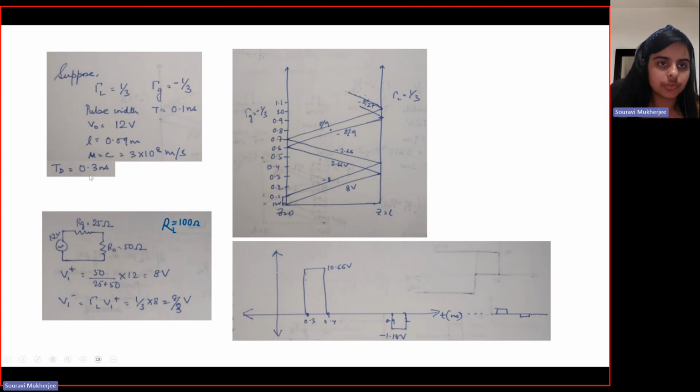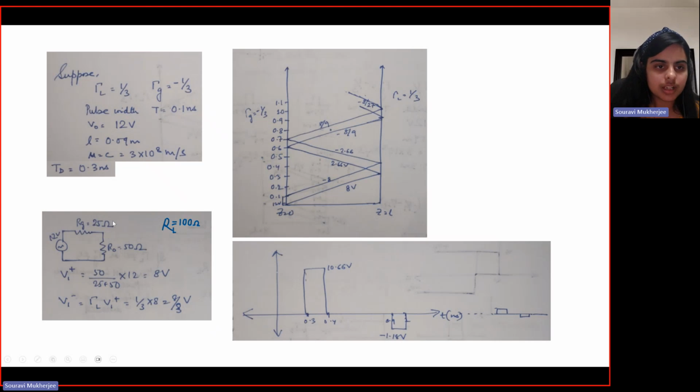Delay means the time for the signal to reach from the generator end to the load end. This is the time it is taking. And it's important to know that the pulse width here is less than the time it is taking to propagate. And we will see why this is not good for transmission.